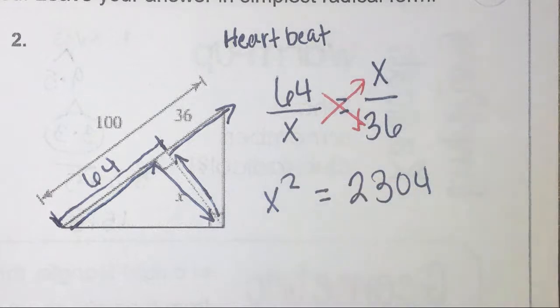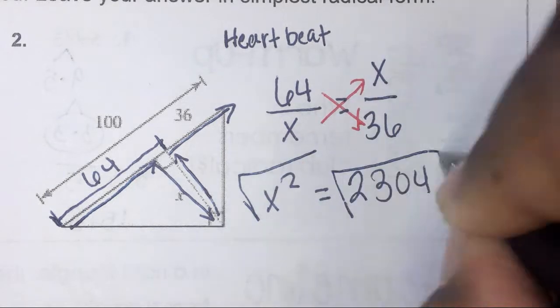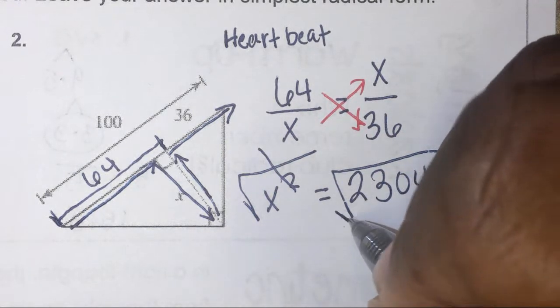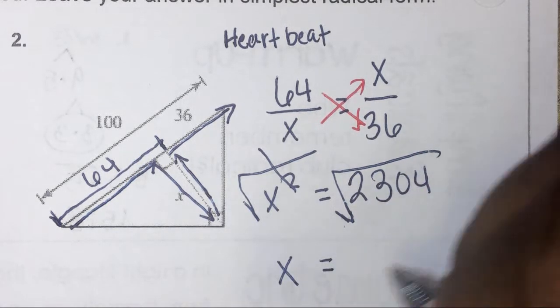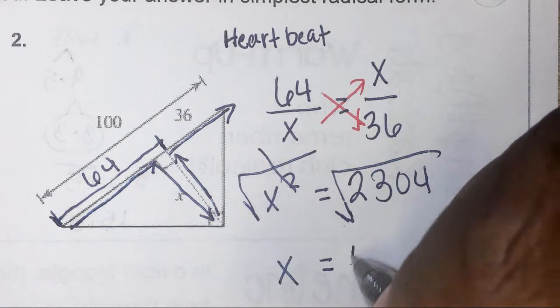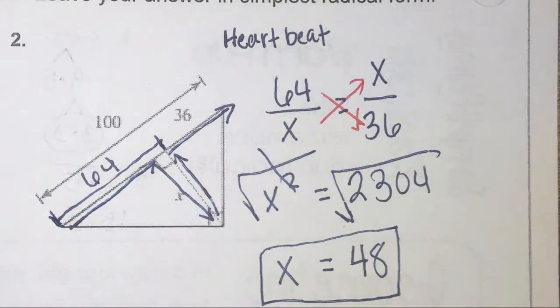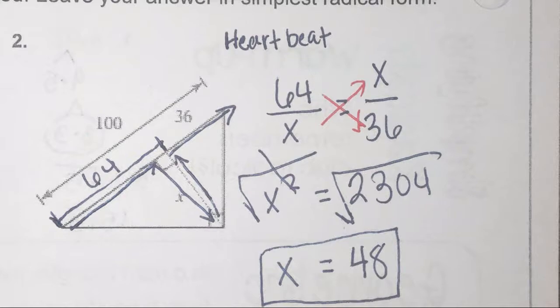Alright, so since we got x squared, how do we get x by itself? Square root. This is why we need to know how to simplify radicals. On this one, it may come out clean, though. 48. So the square root of that would be 48. Lucky for you, you didn't have to simplify that big number. Alright, so x equals 48. You okay with that so far?